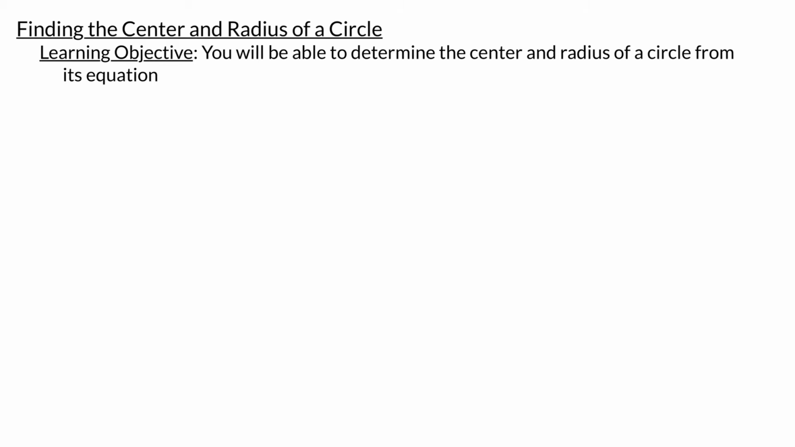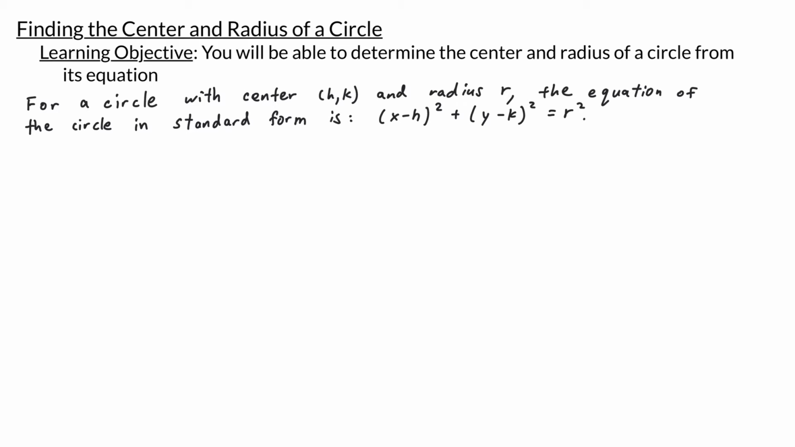In this video, we'll learn how to identify the center and radius of a circle based off of its equation. In our last video, we learned that for a circle with center point h, k and radius r, its equation in standard form is x minus h squared plus y minus k squared equals r squared. Let's take a look at some examples of equations of circles.